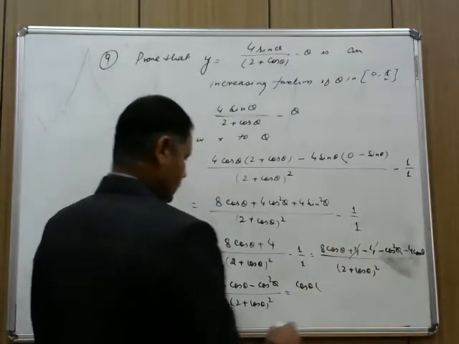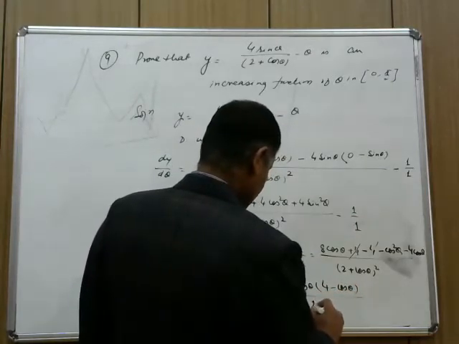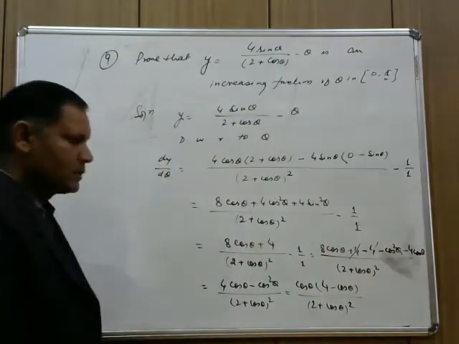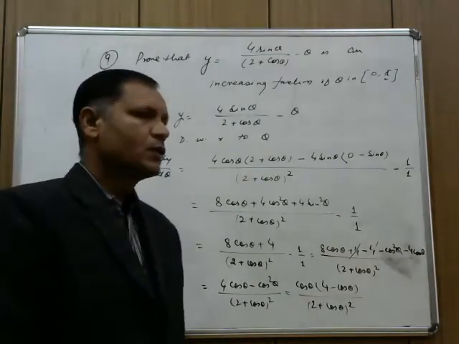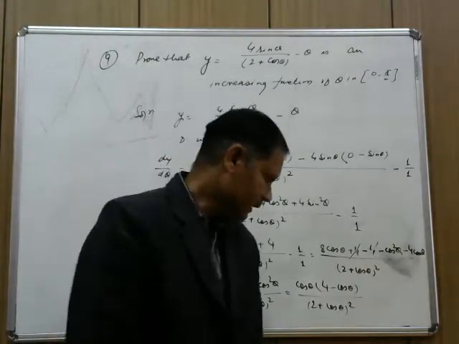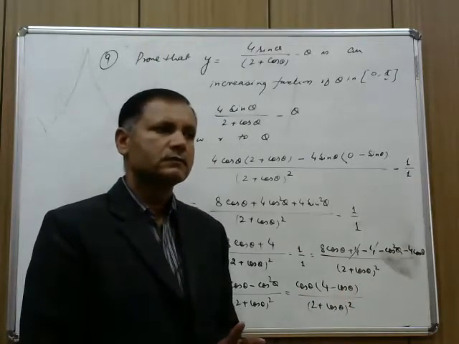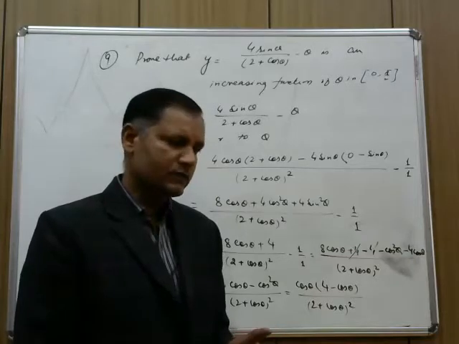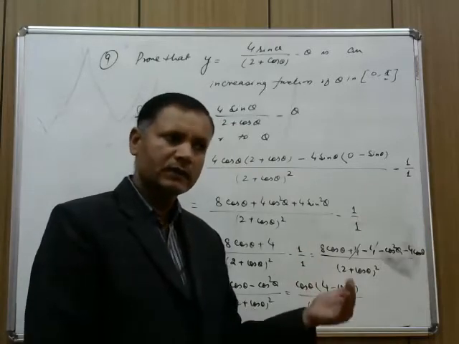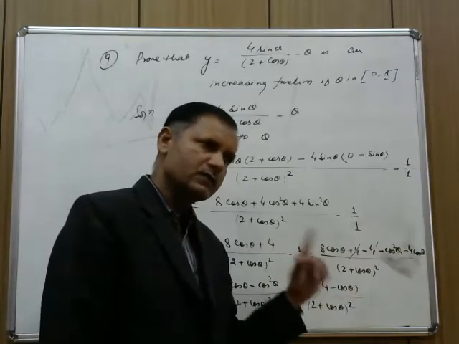Cos theta common. So now we have (4 minus cos theta) divided by (2 plus cos theta) whole square. Now see, from this point it is clear: the maximum value of cos theta is 1, and the minimum value of cos theta is minus 1. That means 4 minus cos theta will always be positive, whatever theta may be. For any value of theta, 4 minus cos theta will be greater than 0.